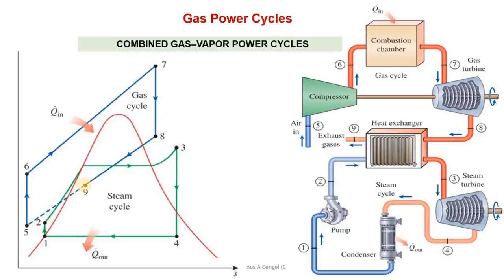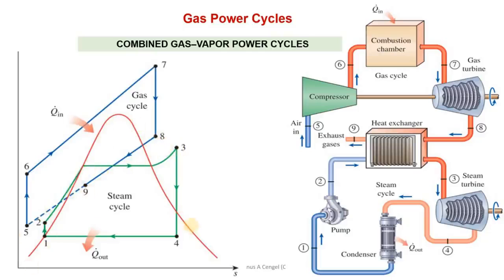From point 8 to point 9, the temperature of these exhaust gases drops, but at the same time the temperature of this liquid water increases till point 3. Point 3 is a little less than point 8, right? Maximum it can reach till point 8, right? So this 2 to 3 process is taking heat from this process 8 to 9.